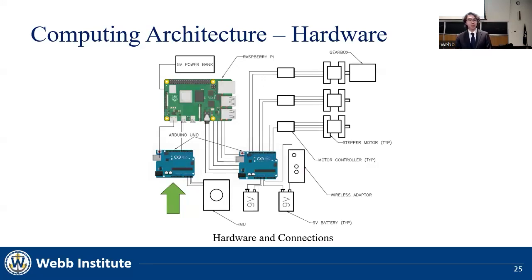GPIO pins output either an on or off signal and must be configured to either send or receive a signal. The serial data connection is used to send high-speed processed IMU data. The motor control Arduino is connected with 8 GPIO pins to the Raspberry Pi.